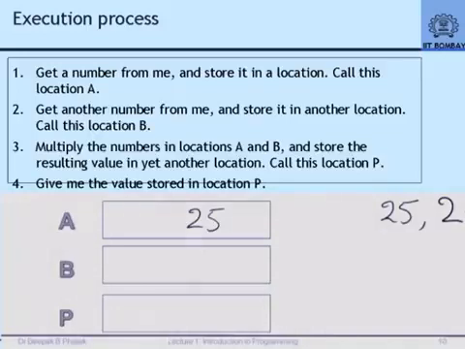The second number will go where? In the location B. The third instruction will be executed, which says multiply the numbers in A and B. What will be the result? 50. And where is it to be kept? In location P, so I will keep it here. And the fourth instruction says, give me the value stored in P, so this 50 will go out as a result. Extremely simple, rather dumb way of doing things, but it is important to understand the steps by which the machine executes these programs. Most of the programs that we will write, in the initial days at least, I will ask you to hand execute your programs or algorithms, so that you know exactly what is happening inside.